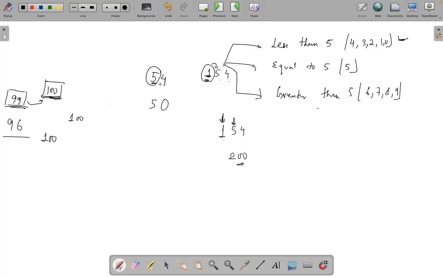Here you had to round this off to the nearest 10. So the nearest 10 to 54 was 50. It was not 60. Right?